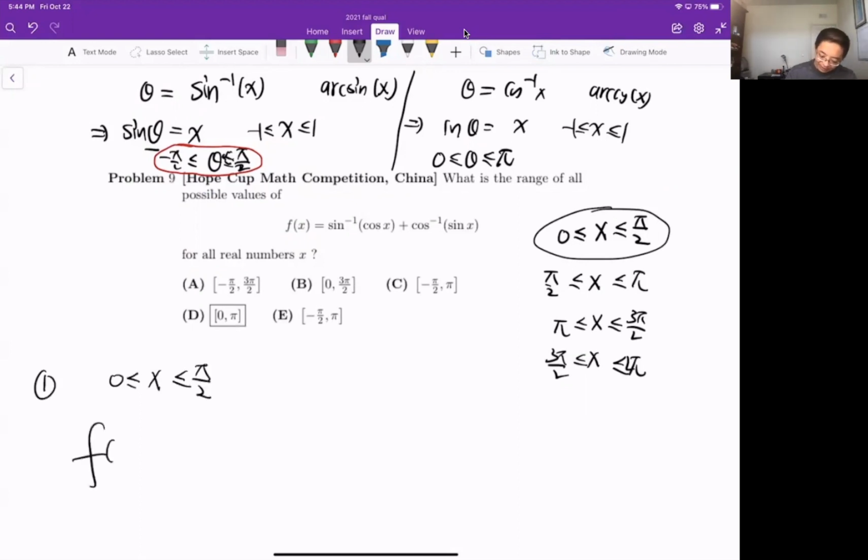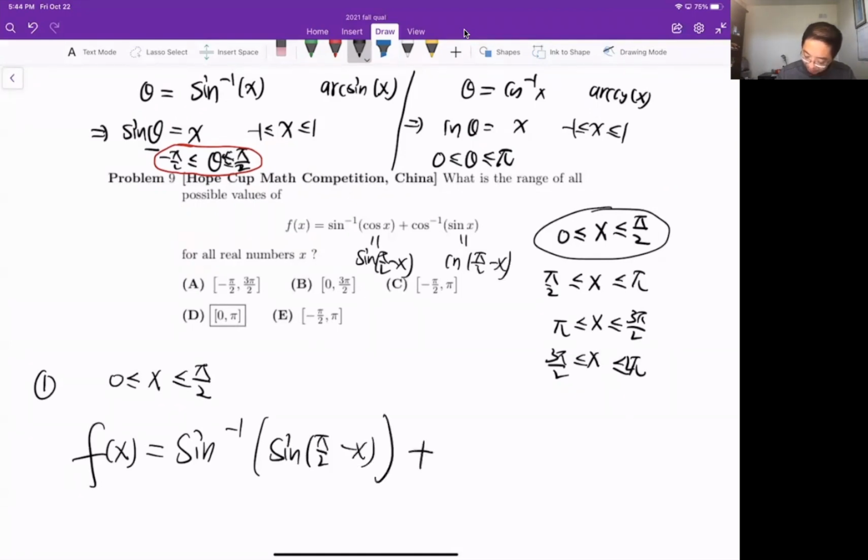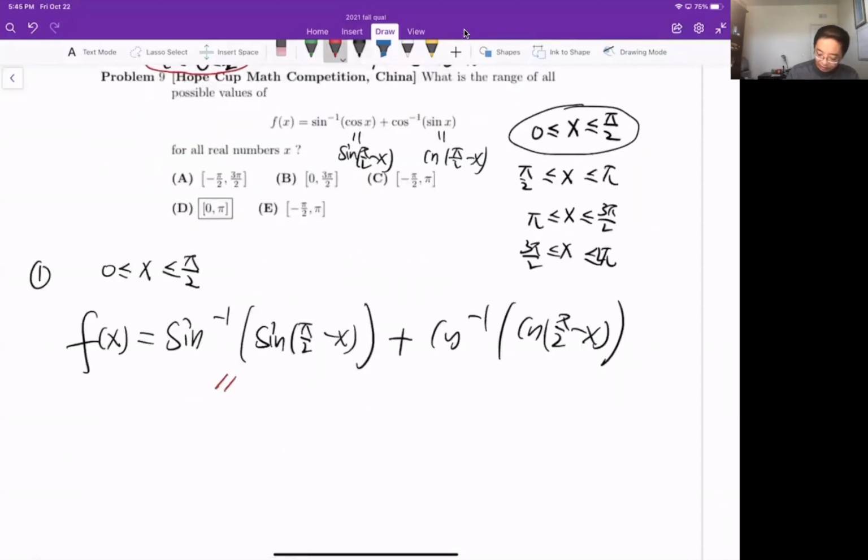Then f(x) equals sine inverse, remembering the cosine, because I want to change to something similar. So this is sine of π/2 minus x, and this is cosine of π/2 minus x. So this is sine inverse of sine of π/2 minus x, plus cosine inverse of cosine of π/2 minus x. If this one equals theta, that means sine theta equals sine of π/2 minus x.